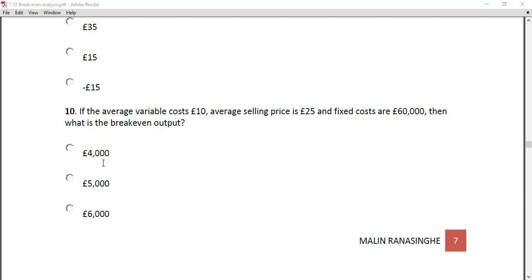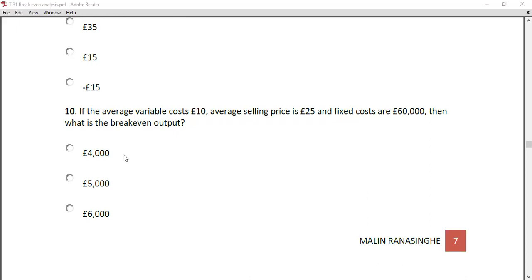So here normally 4,000 should be a quantity, not a value. If they ask you break-even output, it is 4,000 quantity, but this shows a value. You can see we would have to multiply by 25. Then 4,000 multiplied by 25 should be 100,000. But normally we are taking it, it should be removed. I think this is a printing mistake. The dollar value, the pound value must be gone. It should be 4,000 units.